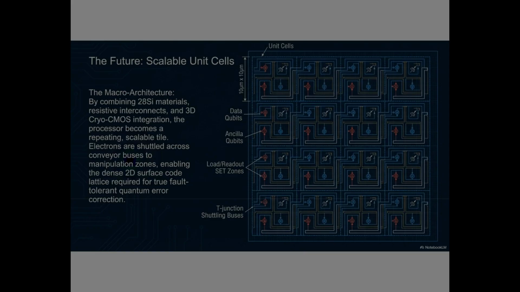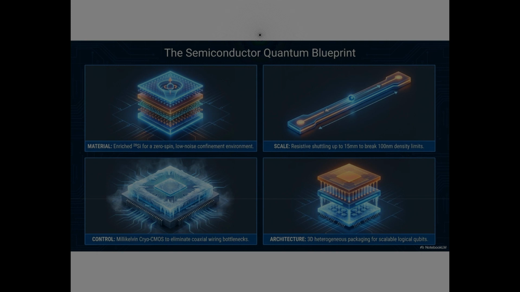This architecture directly implements the surface code, the leading quantum error correction protocol, because it naturally forms a 2-dimensional lattice of data and ancilla qubits with nearest neighbor interactions. Tile this structure across a chip, and you have a path to the millions of physical qubits required for fault-tolerant quantum computing. We end with the complete semiconductor quantum blueprint, 4 engineering pillars that together define a manufacturable, scalable path to fault-tolerant silicon spin-qubit quantum computing.